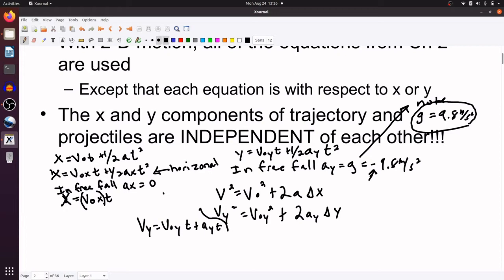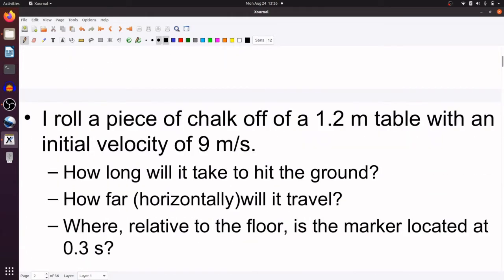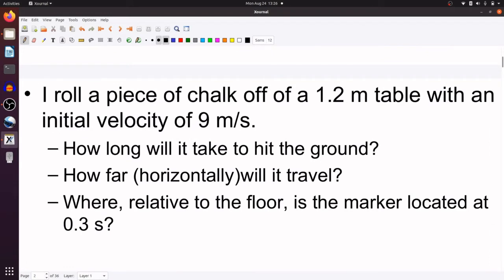Now, how do we put this into practical use? Let's give us a problem here. Let's say I roll a piece of chalk off of a 1.2 meter table. That's about the height of the table in room 104 where I normally teach this class. It doesn't really mean anything doing this online, I guess, but that's the height of the table, so I always use that as an example.